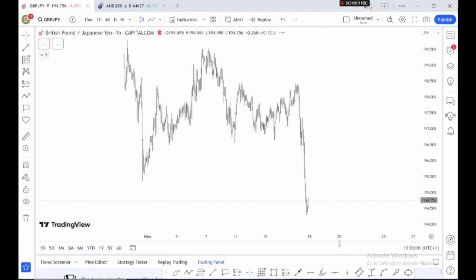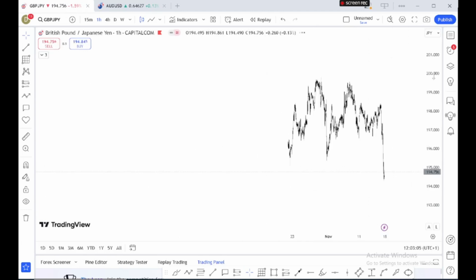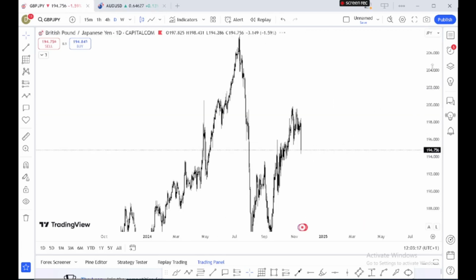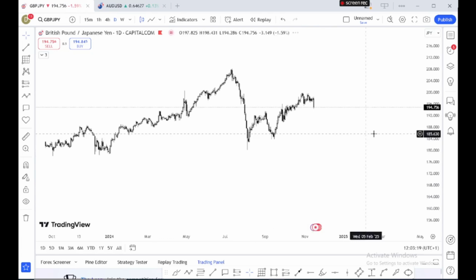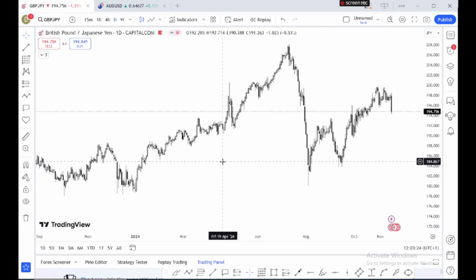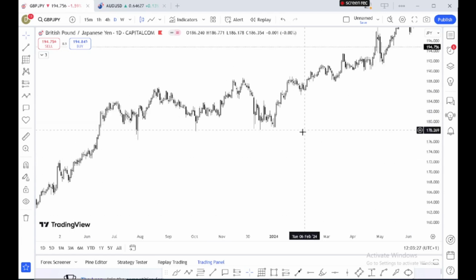So as you can see, I actually had a trade on GBPJPY, but market took me out on break even and finally dropped. So let's go into it. This is daily time frame. Looking at the structure, bullish, but something happened.